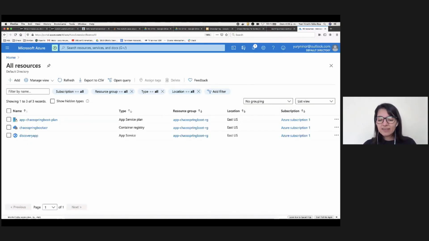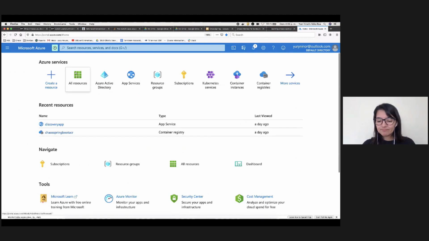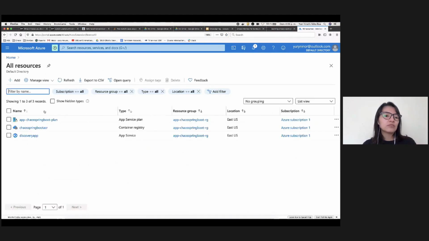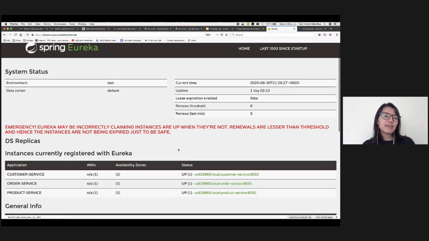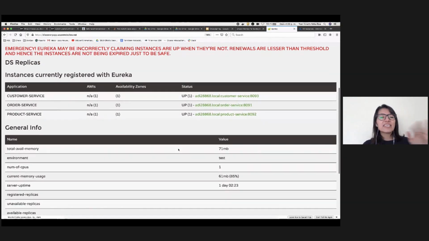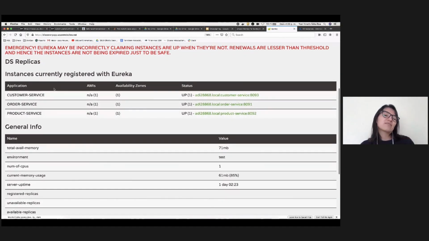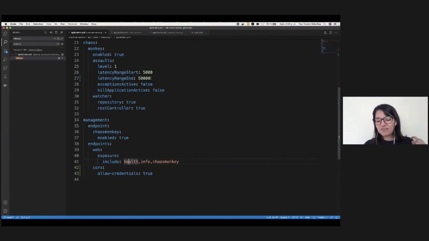If all is okay, when you go to the all resources section in the Azure Console, we can see the plan, the registry, and the deployed application. The idea is to repeat these commands for the other services. If all is okay, when we go to the Eureka URL provided by Azure, we can see the services available in that.